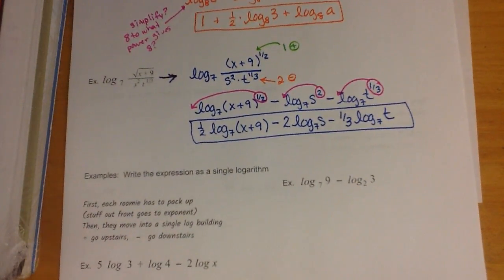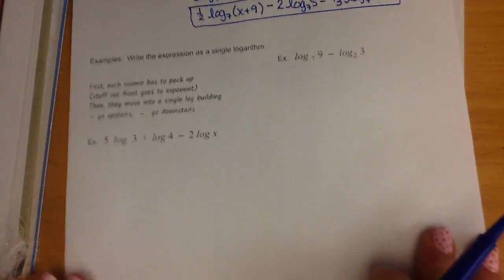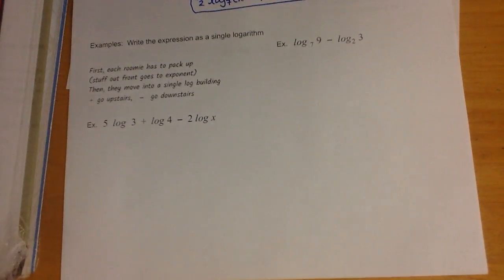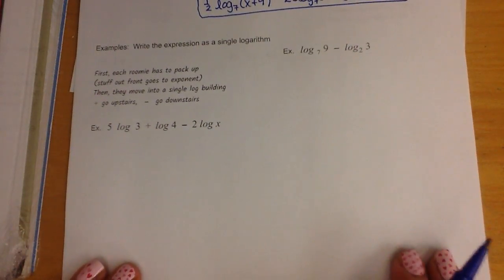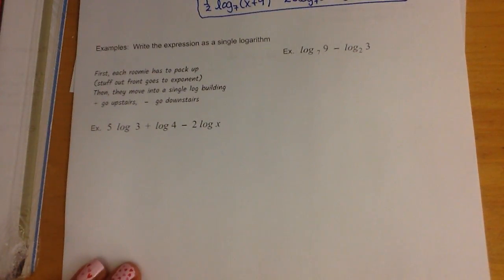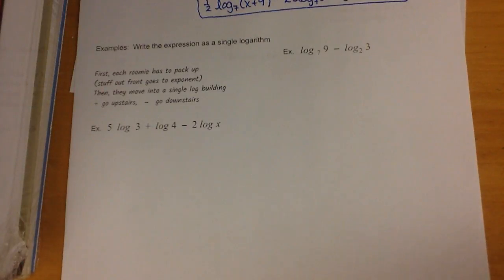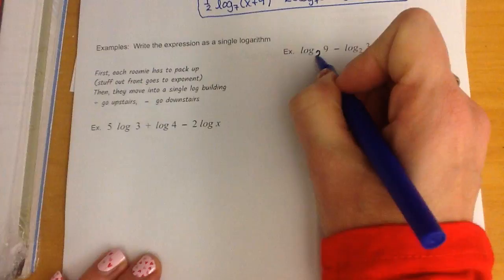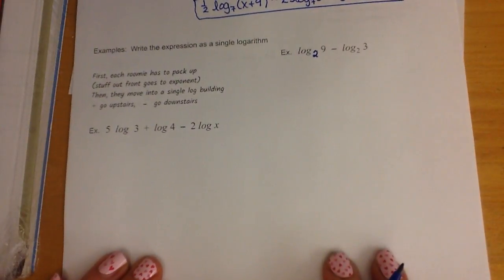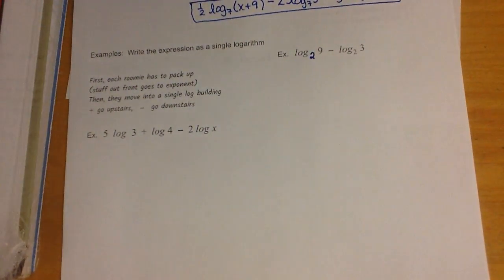Okay, now we're going to reverse the process, and we're going to write these expressions as a single logarithm. So we're taking 2 separate households and we're going to combine them into a single household. Now they have to have the same base, so this actually is a typo. That should be log base 2. They have to have the same base before they can move into the same log building.